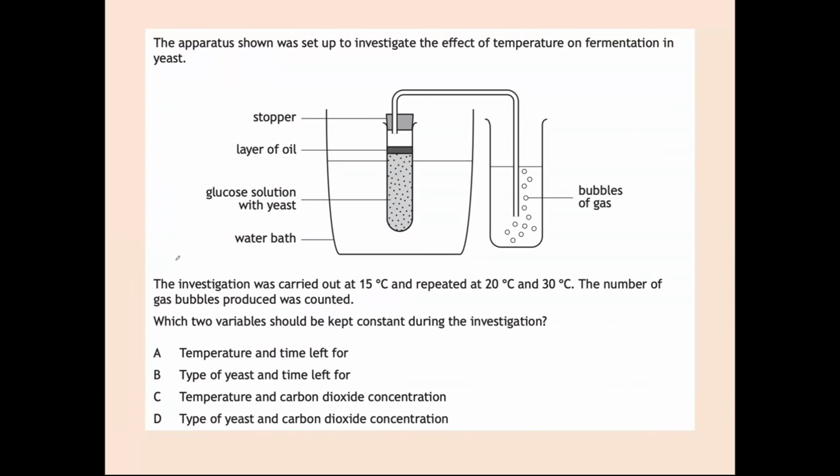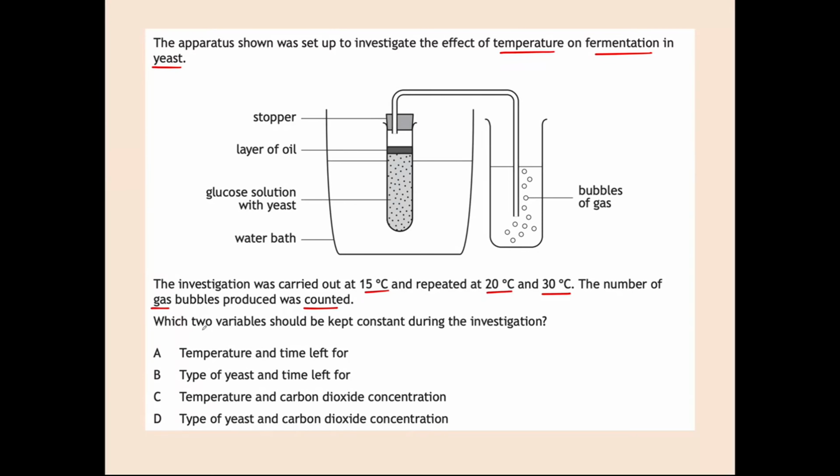So let's have a look at how we can apply that. So it says the apparatus was set up to investigate the effect of temperature on fermentation in yeast. Okay, you can see these experiments become a little bit repetitive once you've looked at enough exam papers. Now, this investigation was carried out at 15 degrees and then repeated at 20 and 30 degrees, and the number of gas bubbles produced was counted. Okay, so gas bubbles was counted.